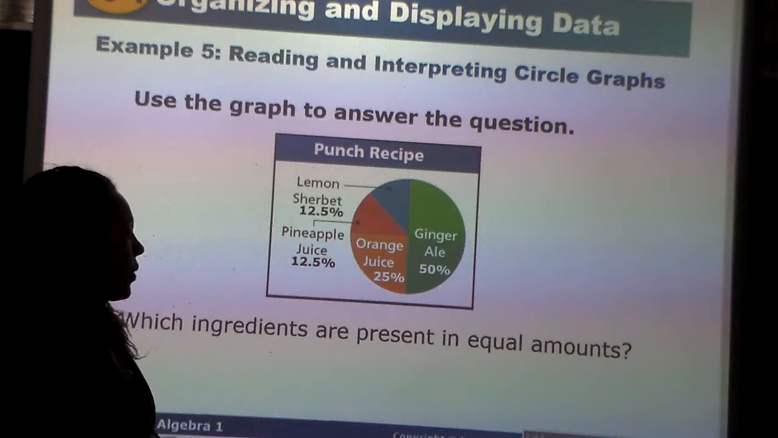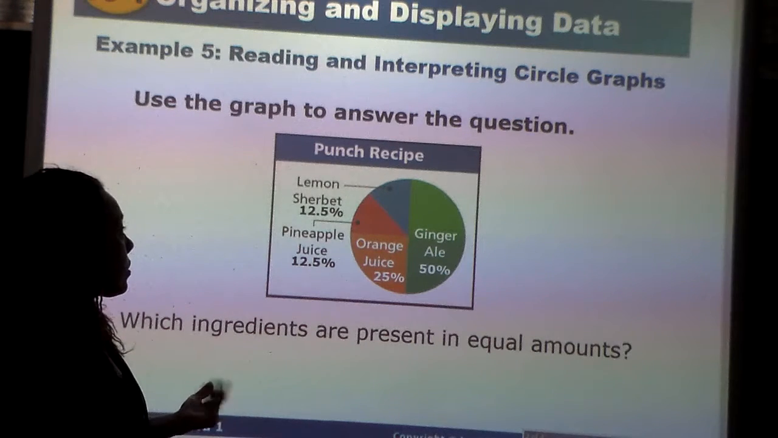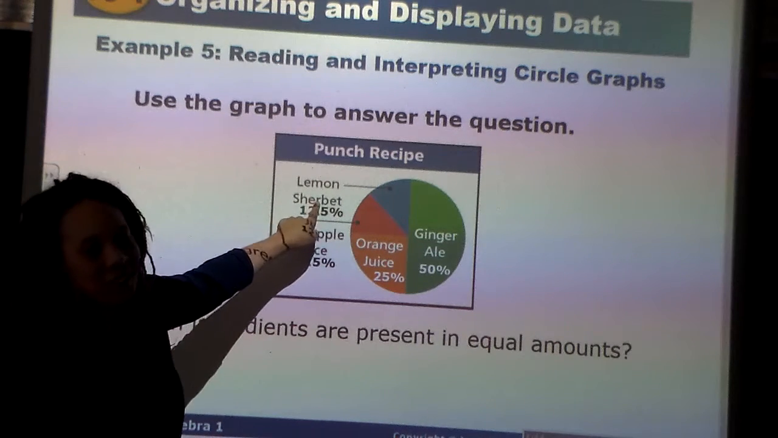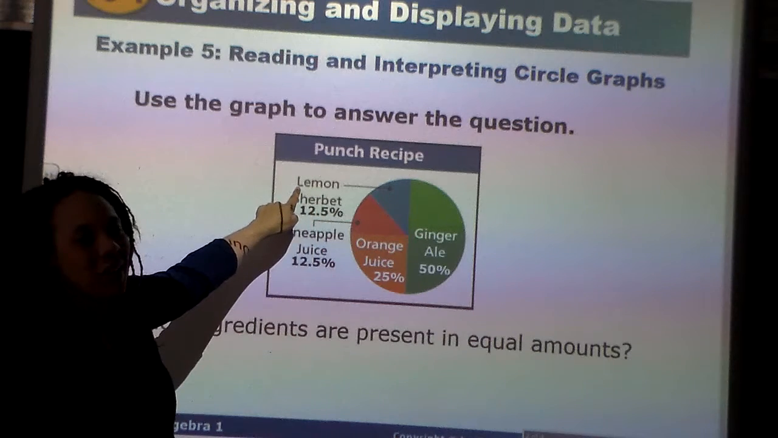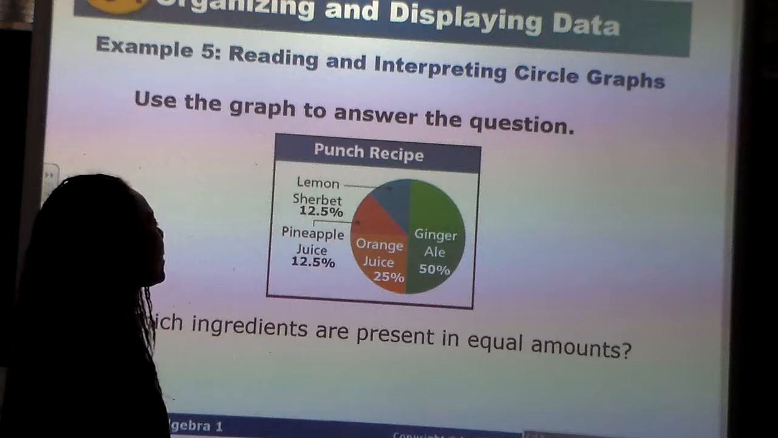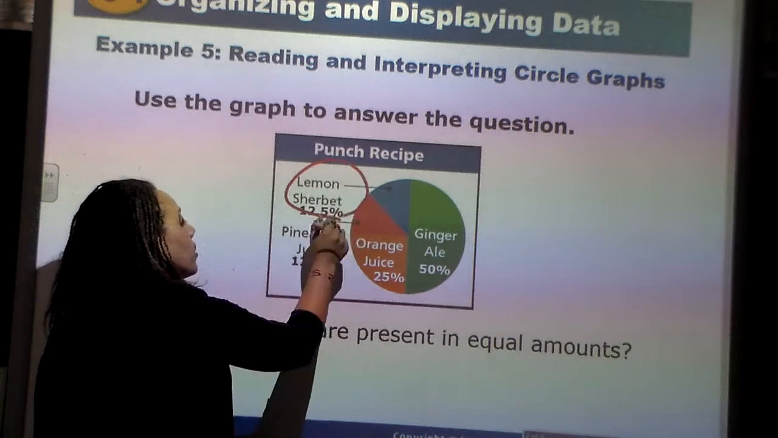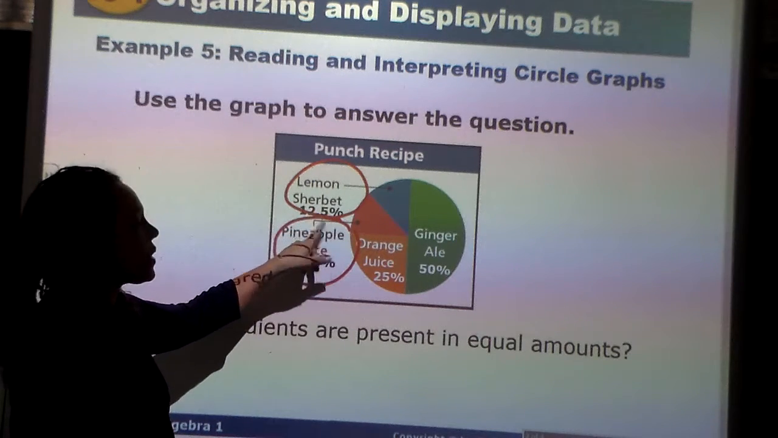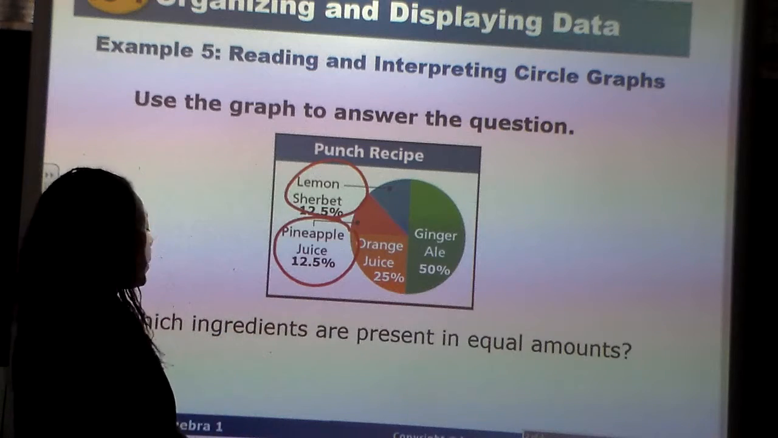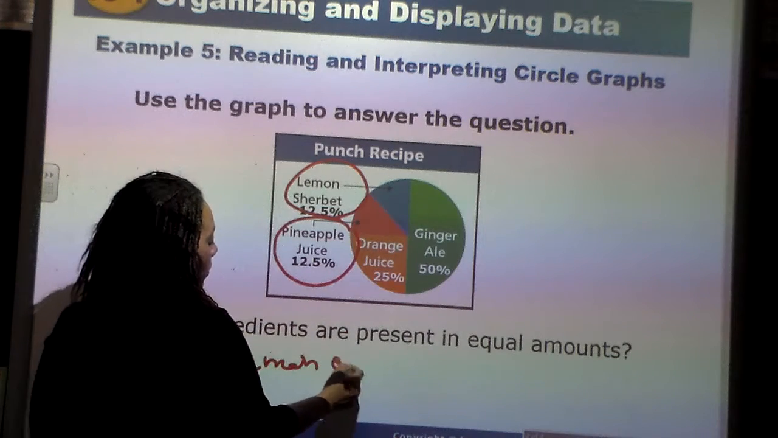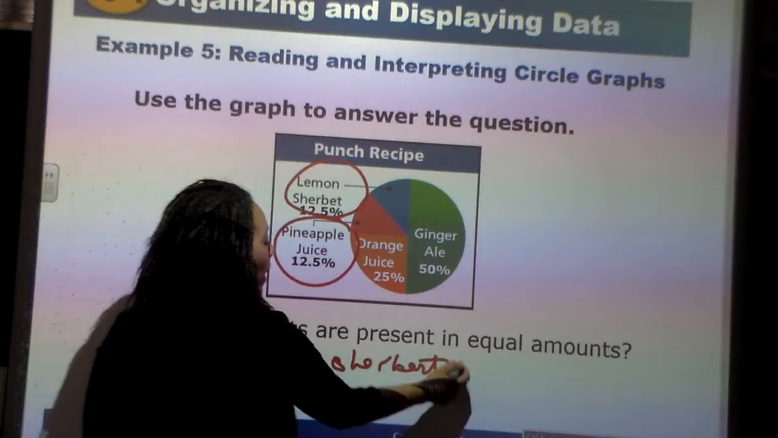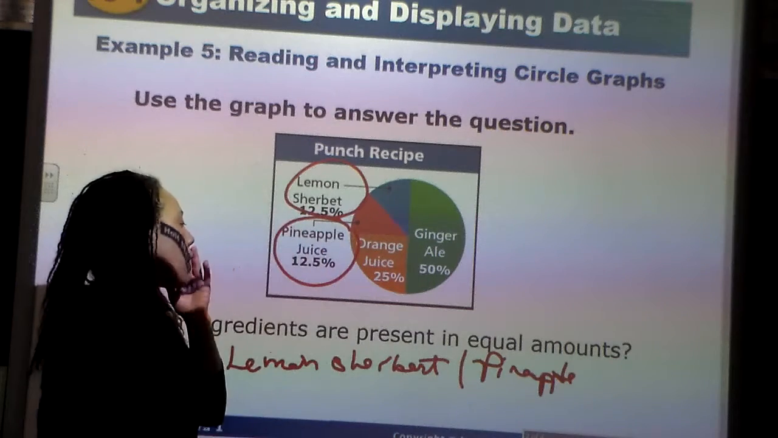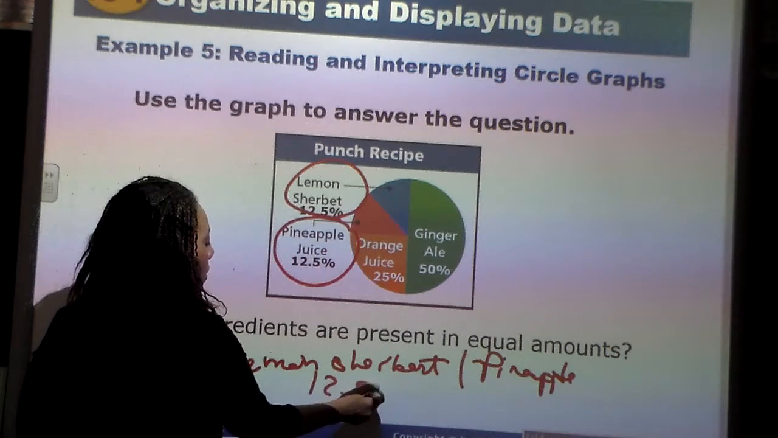So which ingredients are present in equal amounts? Well, equal amounts, oh, this is lemon sherbet. I was like sherbet and then I called it lemon, and I was thinking that's weird, I only see two parts there. I didn't even know they made lemon sherbet. That's funny. So if this has 12.5% and that has 12.5%, they gave us the numbers. We already know that the lemon sherbet and the pineapple juice, I'm just going to write pineapple, are the same because they both have 12.5%.